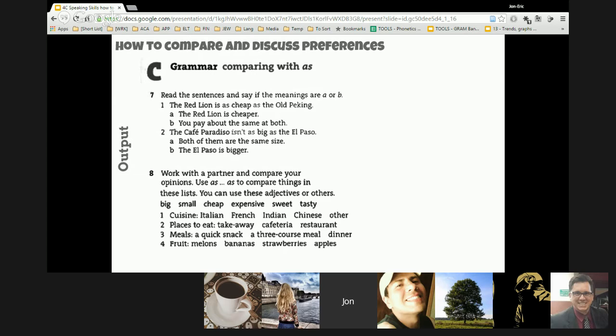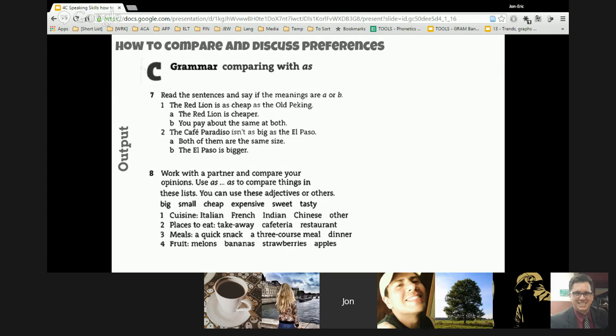So read number 2 for us, and same thing. Tell me if the meaning is A or B. Okay, number 2. The Cafe Paradiso isn't as big as the El Paso. A. Both of them are the same size. B. The El Paso is bigger. B. Exactly. Isn't as big as means not the same as. Okay? So, any questions so far about using as, about the form, or about the meaning? Yes. Which one? Yeah, go for it.